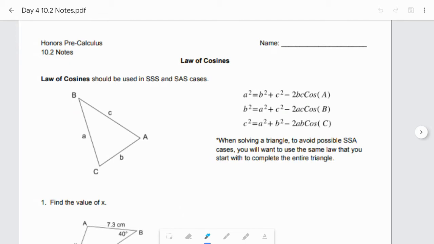Over here we have our various formulas that we are going to be using in equations depending on what side we are looking for. When solving a triangle, we want to avoid, if possible, side-side angle cases. You will also want to start and end with the same law. If we start with law of cosines, then we want to end with law of cosines. And if we start with law of sines, then we would end with law of sines.